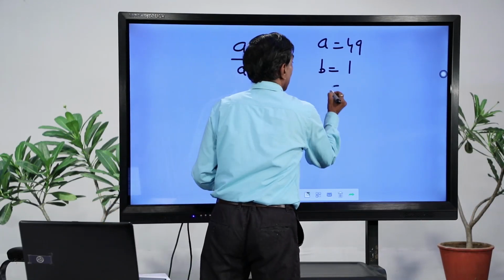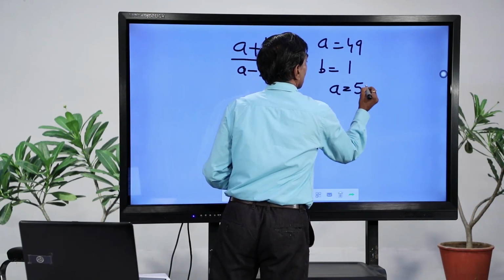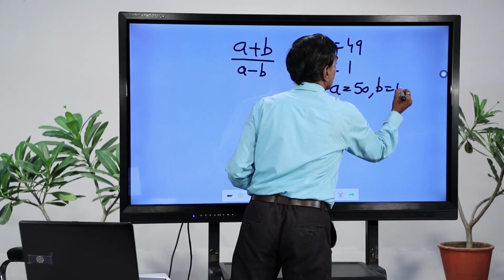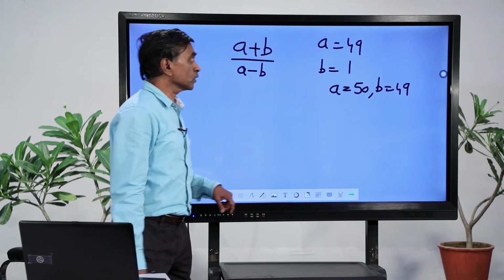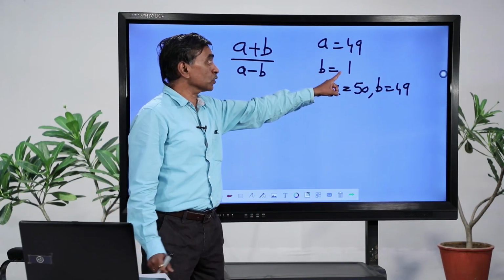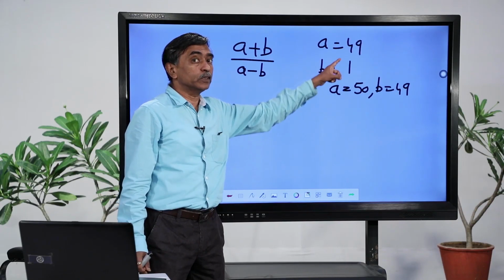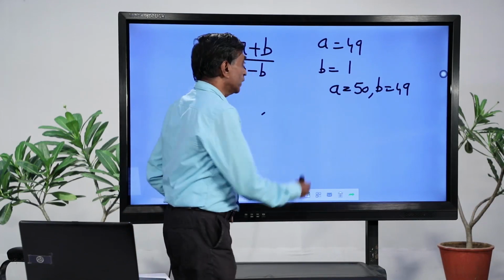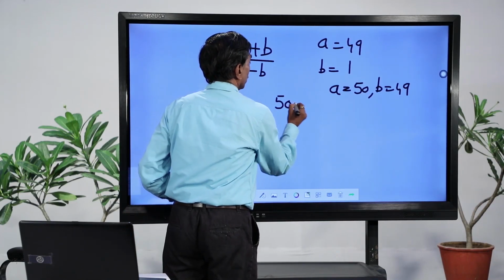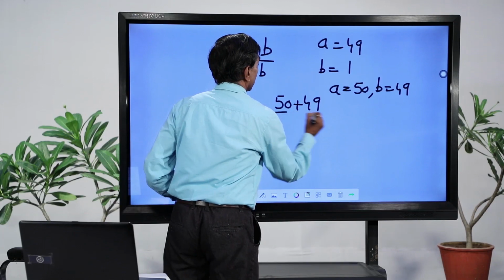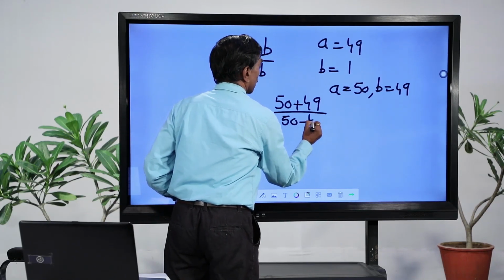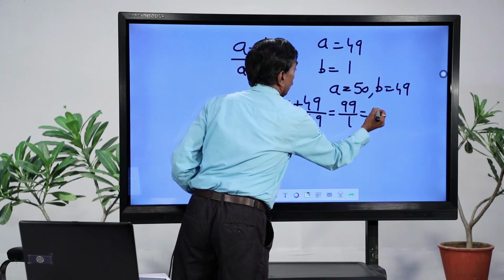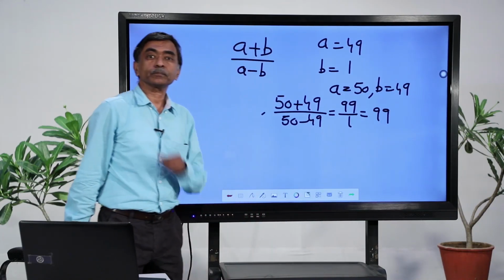If I take a is equal to 50, I cannot take b as 50 again, so I take b is equal to 49. Look at this combination, this was 49 plus 1 upon 49 minus 1, which means 50 upon 48, but here what you get, 50 plus 49 divided by 50 minus 49, and so you get the combination as 99 upon 1 or simply 99.